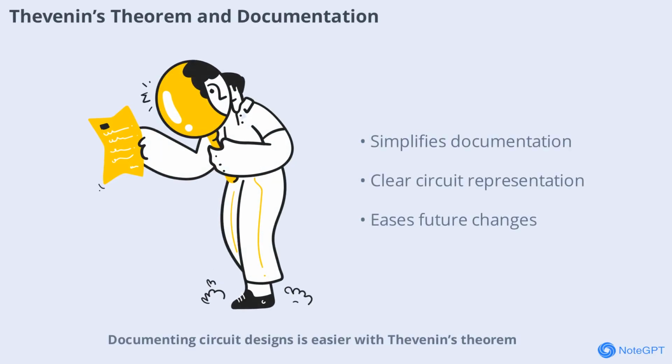Documenting circuit designs is easier with Thevenin's theorem. By representing complex networks as simple equivalents, engineers can create clear and concise documentation. This helps others understand the design and makes future modifications or troubleshooting more straightforward.